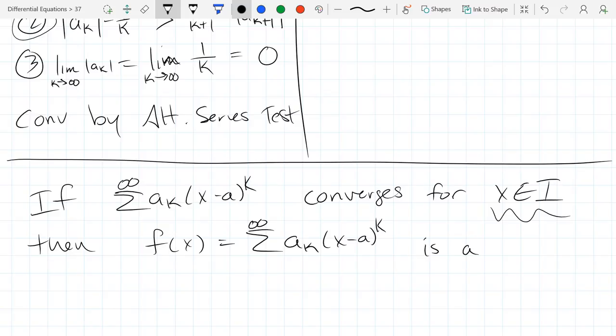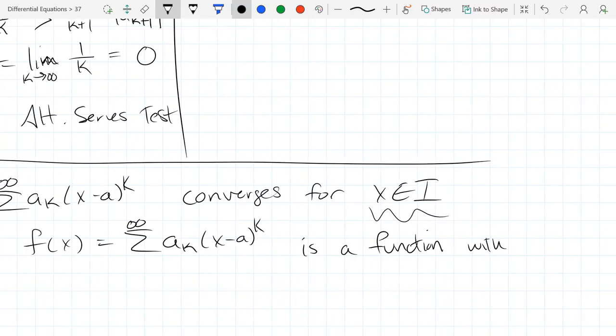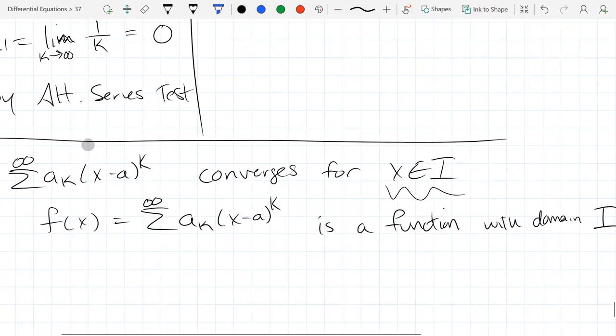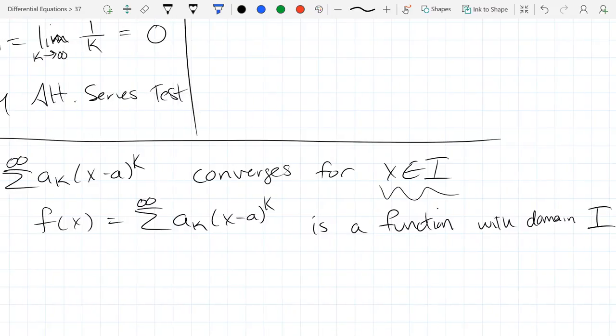So it's definitely going to be a function with the same domain as our original series converged for. So again, if you don't take your x from the interval I, you're most likely going to get infinity or negative infinity, and that's not a valid output for a function.